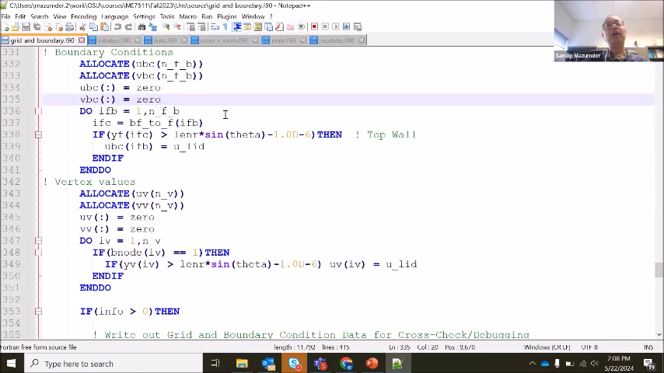Okay. Now, generally, the boundary condition is intimately tied to the grid. But here, since I'm just showing you a small sample code for a small sample problem, I have taken a shortcut and set the boundary conditions accordingly.